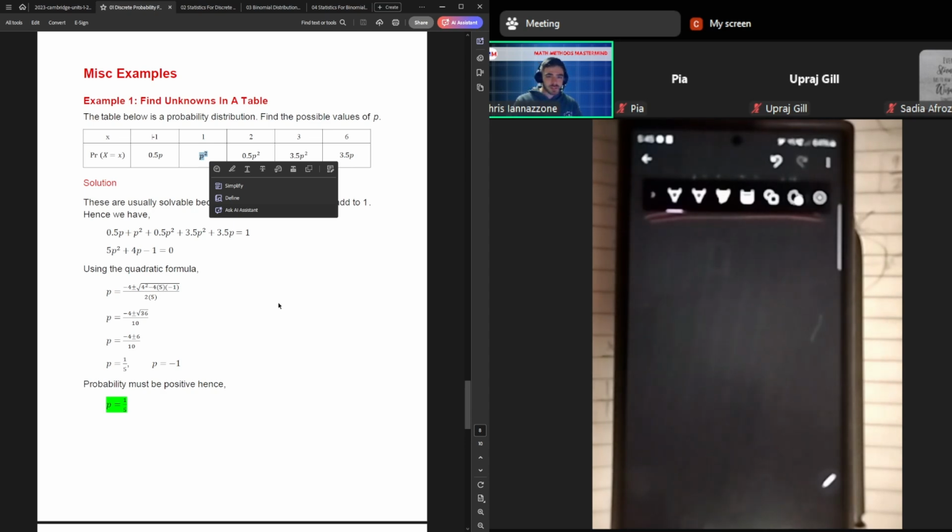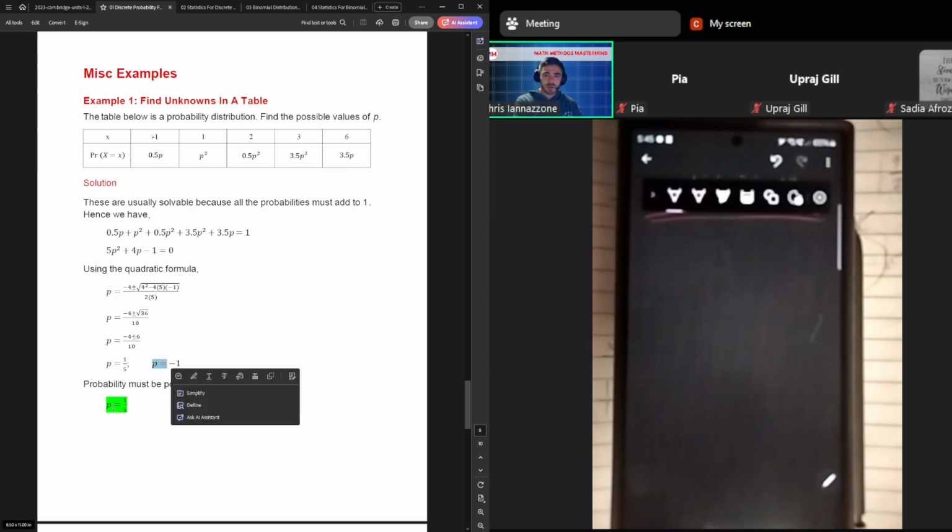Granted, I've never seen it be an issue. I've never really seen a situation where p being negative still meant probabilities are positive. I'm sure if we put a negative sign on all of these, it might look a bit different, but point being, just keep that in mind. The slight nuance between there.